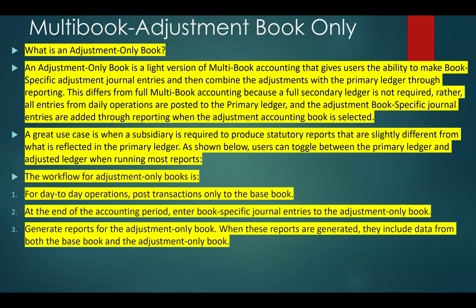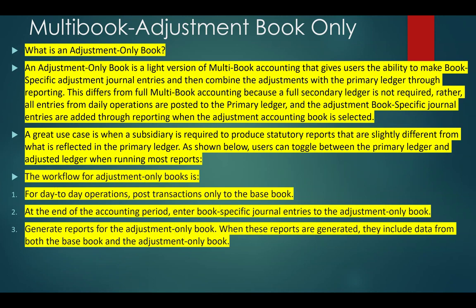Now coming to the multi-book adjustment book only. We already discussed adjustment book only. This is a lightweight version of multi-book entry, and it gives you the ability to create a specific adjustment for the general entries that combine with the primary ledger through reporting. The difference between multi-book and the adjustment book is that it does not require a financial impact in the system, and there is no operation posted into the primary ledger. You just need to pass an adjustment entry and it will get reflected in your reports.